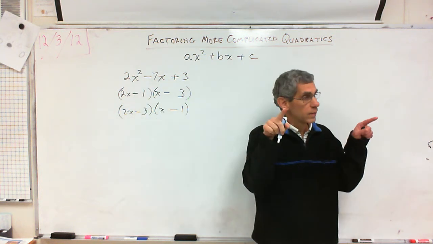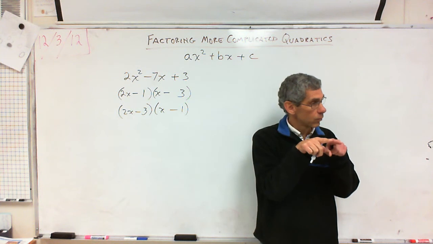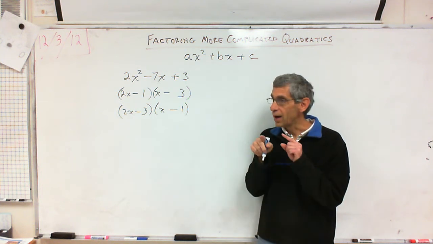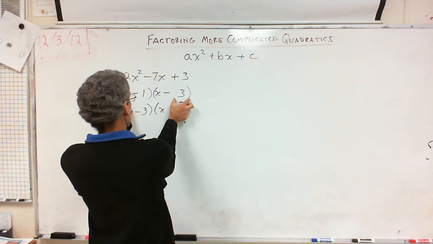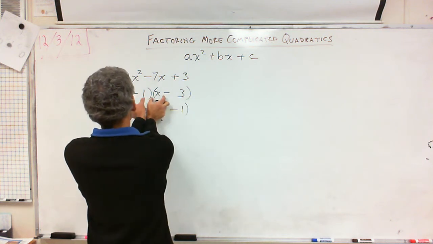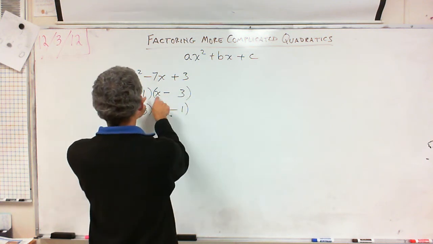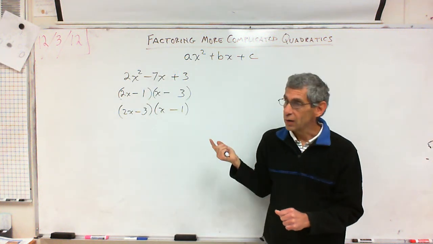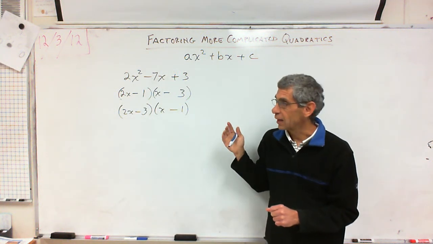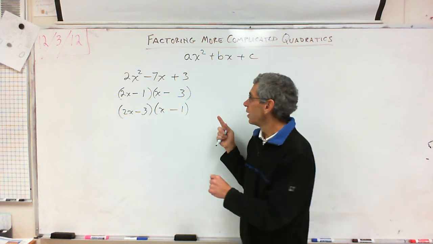What we don't know is the outside plus the inside. Remember, with FOIL, the O and the I. Remember what outside is. Outside is this times this. Inside is this times this. So outside plus inside is what you're looking for. All right? And pretty much you have to just put them in and guess and check. Just guess and check.